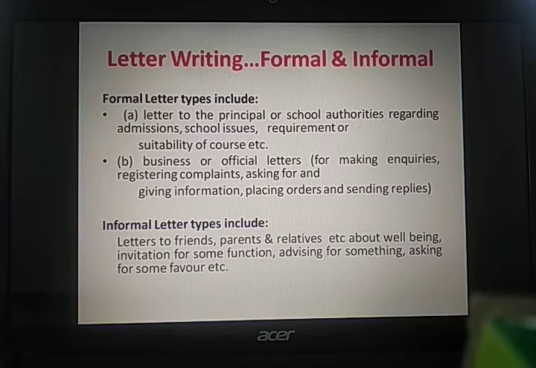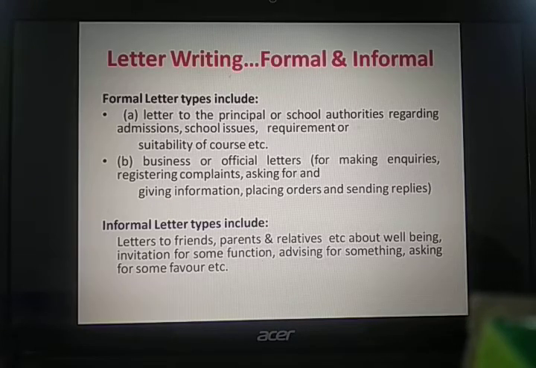Okay. Now letter writing, formal and informal. First, formal letter types. What is included in these formal letters? For example, letter to the principal. In your case, for the classes from 6th to 8th, it is important. You have to write letters to the principal or school authorities regarding admissions, school issues, requirements, or suitability of courses, etc. And in the senior classes, the scope is greater.